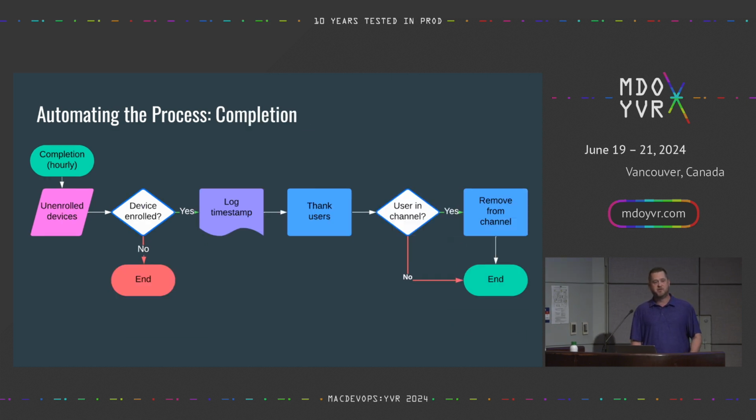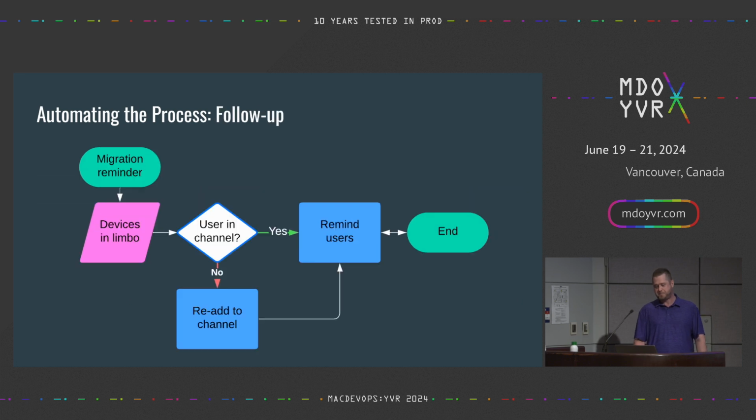It looked for devices that had been unenrolled but had not shown up in the new MDM yet, checked to see if they had. When it found one, it logged the timestamp so then we could see how long devices had remained unenrolled, sent them a message to thank them for doing their part, and booted them out of the channel. And then the follow-up was those devices in limbo, the users who got unenrolled but hadn't shown up in the new MDM yet. We put them back in the channel again if they left, sent them a note, let them know they needed to complete the process.